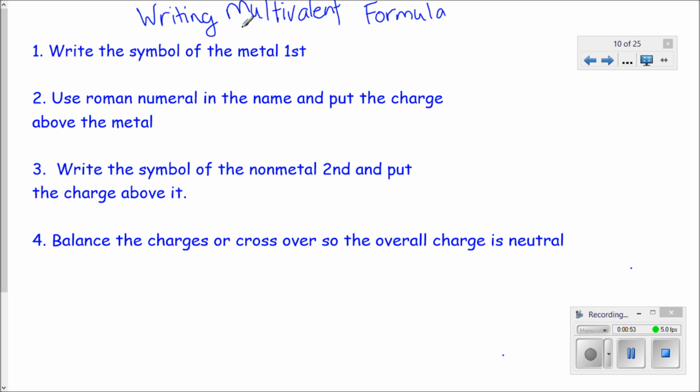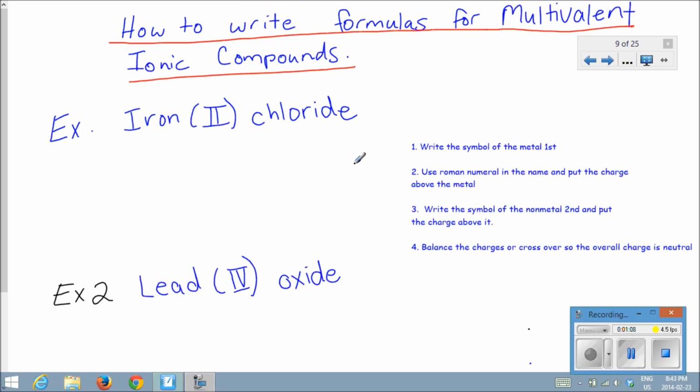It's important to know that multivalent means many different charges, okay? And nonmetals cannot be multivalent. Only metals. There's no such thing as multivalent nonmetals. It's only multivalent metals. So we have some examples here.